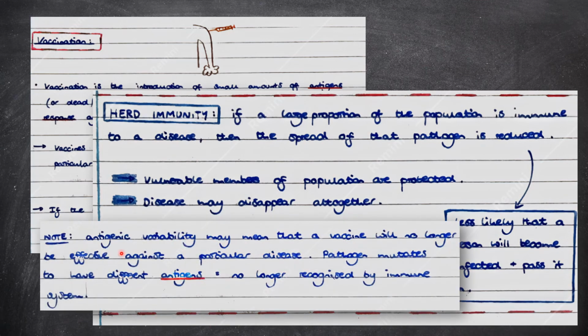Note, however, that antigenic variability may mean that a vaccine will no longer be effective against a particular disease. This may be because a pathogen mutates to have a different antigen, so it no longer is recognized by the immune system.